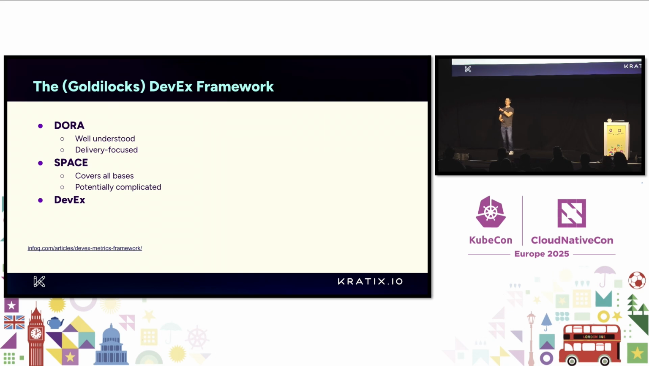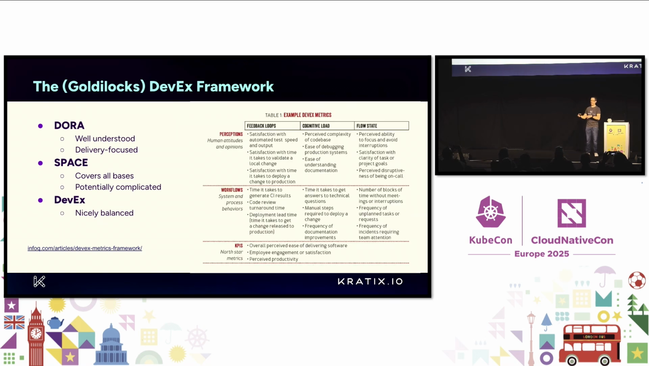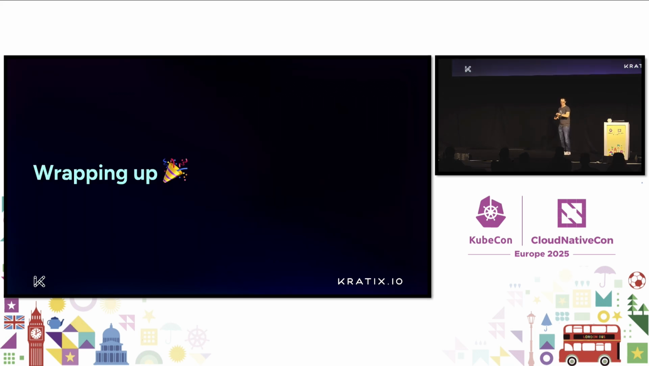They may even be here. I know that Laura was on a panel with all my colleagues, actually. But I like the DX Core 4 stuff. It is nicely balanced as a way of managing my framework. And I've got a nice graphic here, which you can have a look at later on. It's a way of capturing whether my platform is delivering on the promise it's making.